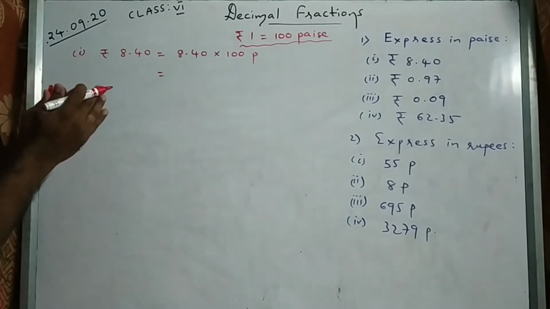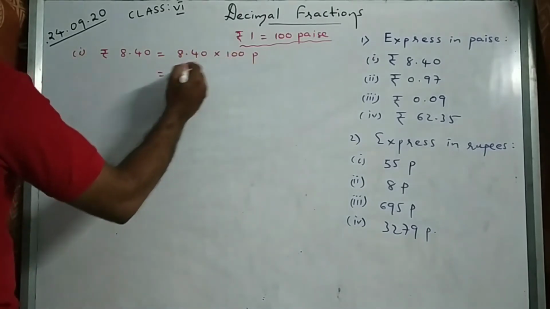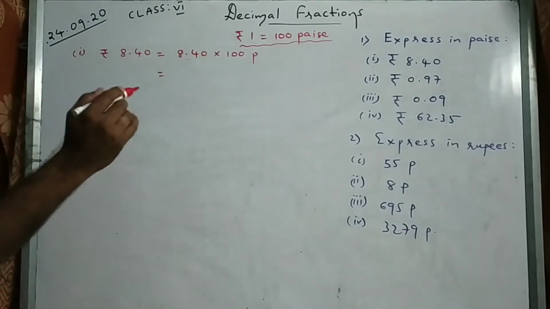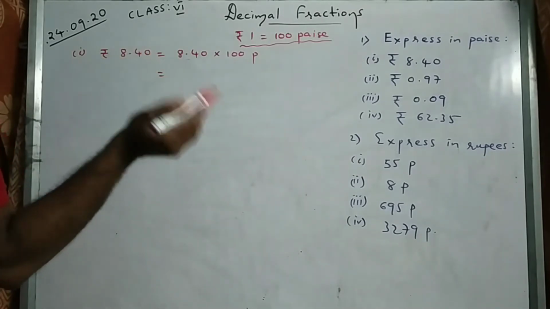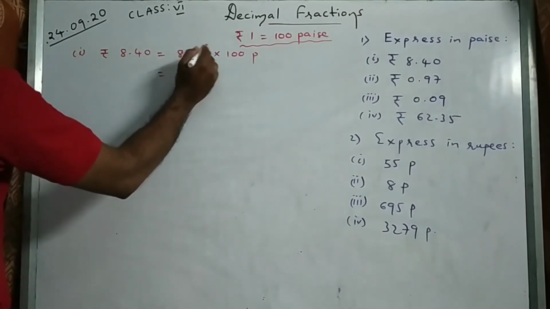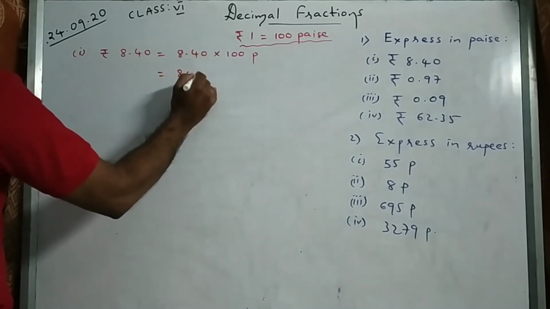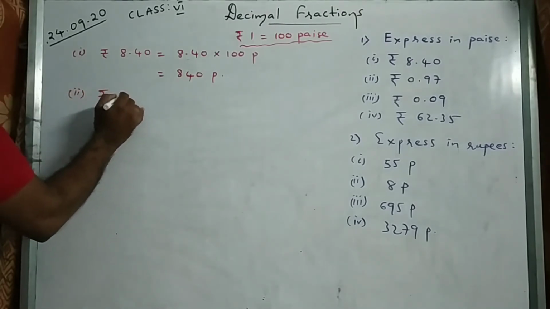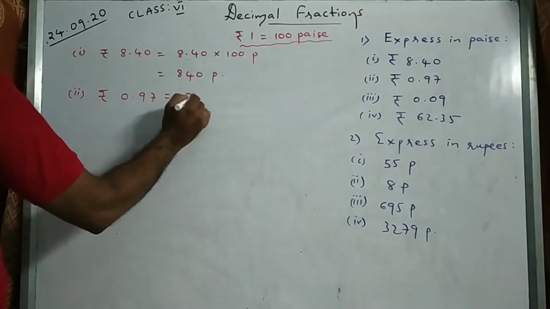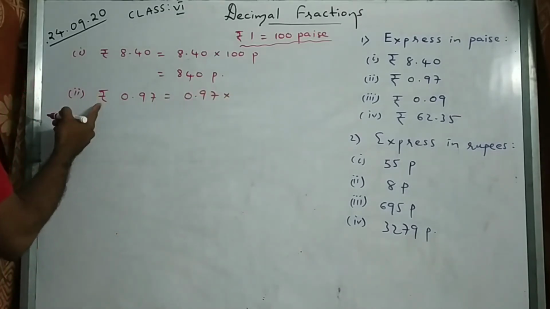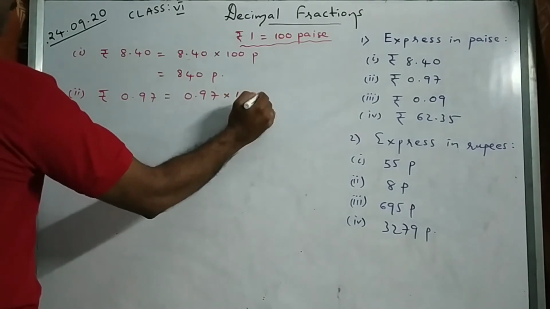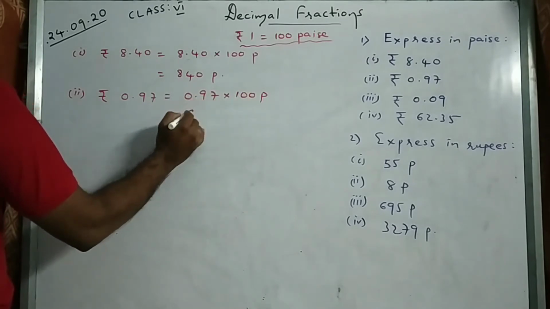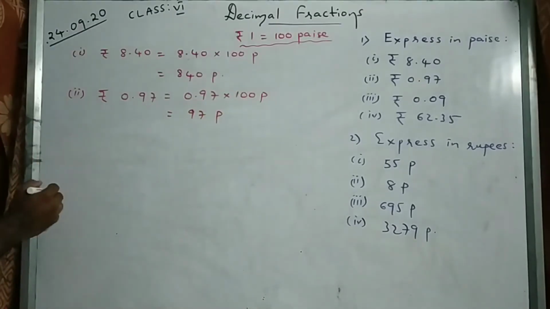Because we have 1 rupee means 100 pies, so multiply with 100. Here 2 zeros are there, here 2 digits are there. So I told you whenever we multiply, the decimal will be moving towards the right side. So decimal will be after 840. Means 840 pies. Simple. 0.97 into 100: here after decimal we have 2 digits, here 2 zeros. So the point will go, 97 pies.